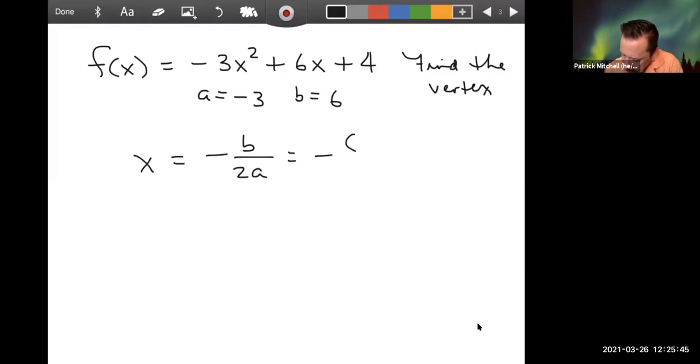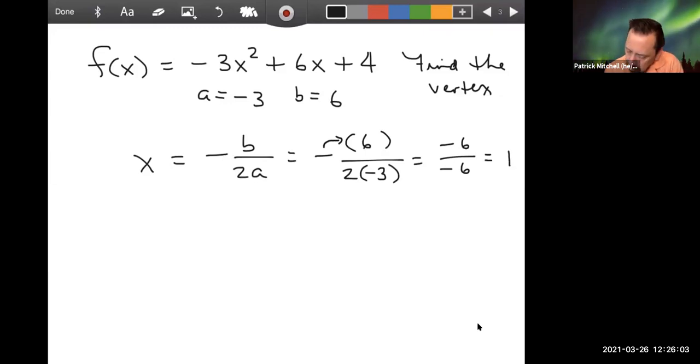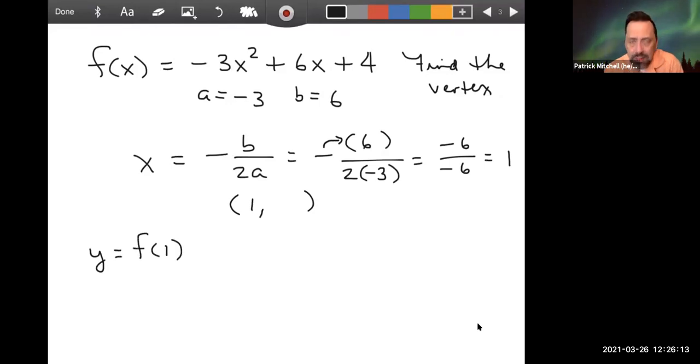Let's write this as negative blank over 2 blank. B is 6, a is negative 3. So that's going to be, let's put the negative up here, negative 6 over negative 6, which is 1. Okay, so that means the vertex is (1, something). To find the something, we'll just plug 1 back into the function. Okay, so let's write the function as negative 3 blank squared plus 6 blank plus 4.